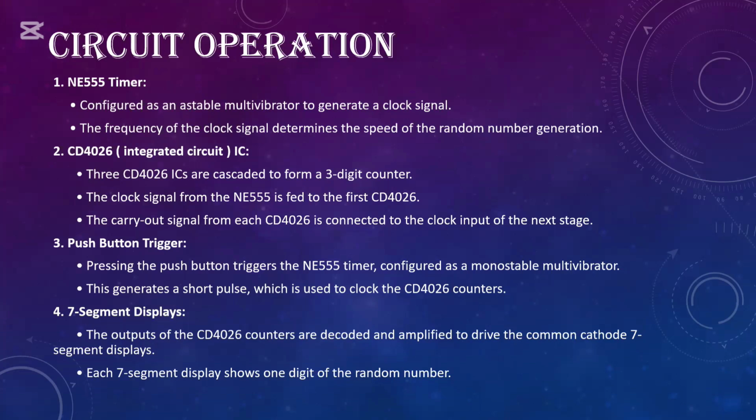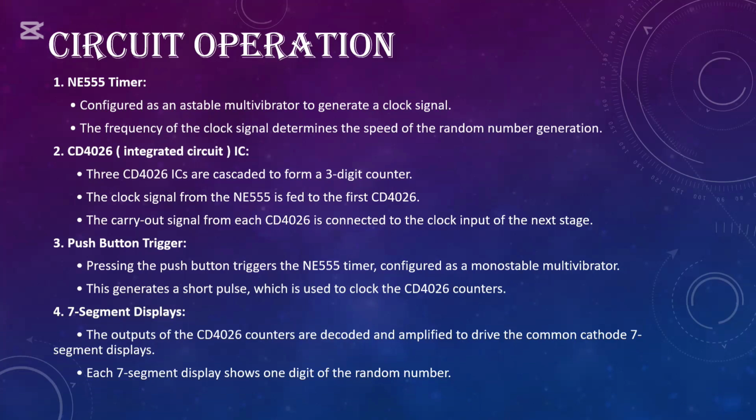The CD4026 ICs are cascaded to form a 3-digit counter. The clock signal from the 555 timer is fed to the first CD4026 IC. The carry out signal from each CD4026 IC is connected to the clock input of the next one. Now another component is the push button. Pressing the push button triggers the 555 timer configured as a monostable multivibrator. It generates a short pulse, which is used to clock the CD4026 IC counters.